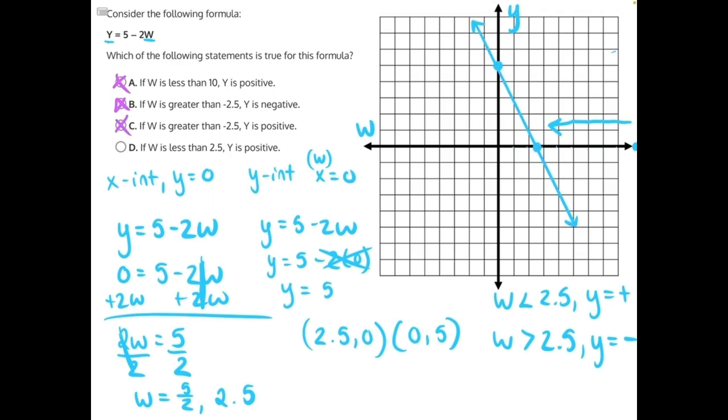D says if w is less than 2.5, y is positive. Well, 2.5 is exactly our x-intercept. And all of the values that are less than 2.5 or to the left of 2.5 are all positive. That was according to our statement here. So D is our correct answer.